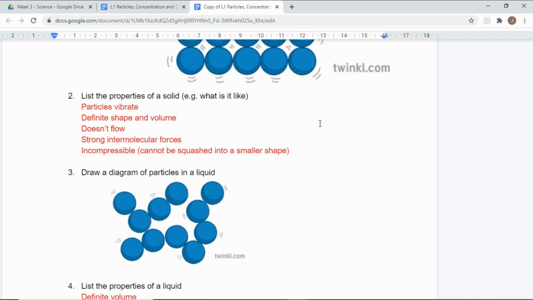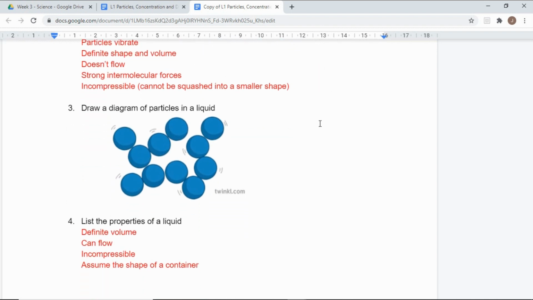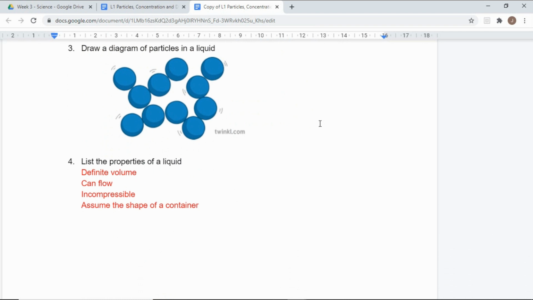The diagram of particles in a liquid is similar to the solid in that the particles are touching, but the particles can swap places and they are not in a regular structure. They're just kind of a random arrangement, but touching. Number 4 is properties of a liquid. So their volume doesn't change either. They can flow, which means they can pour and change shape and stuff to fill the shape of a container, and they're incompressible. That's because they're touching and can't get any closer together.